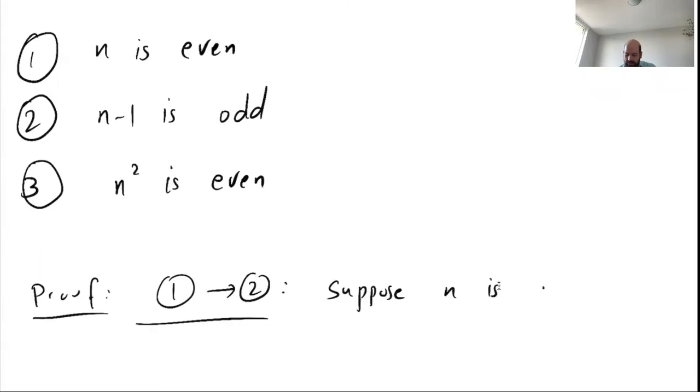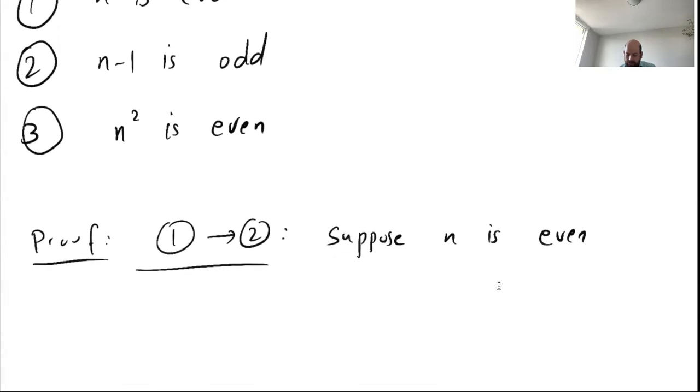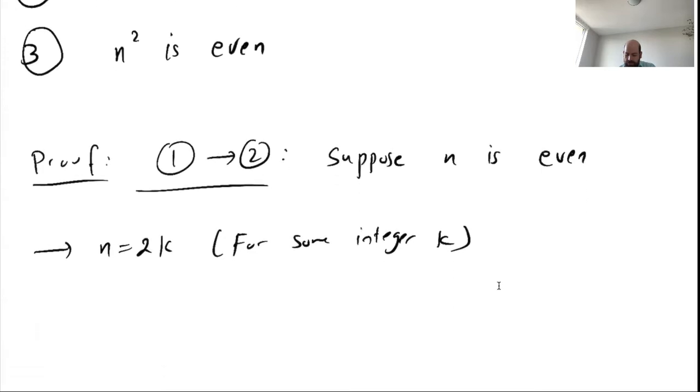n is even. Then n is equal to 2k for some integer k. So n minus 1 would be 2k minus 1. Now, we want to show n minus 1 is odd. Well, we have to look at the definition of odd. What is the definition of odd? Any number of the form 2 times an integer plus 1.